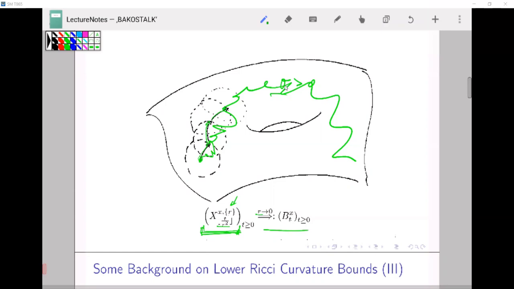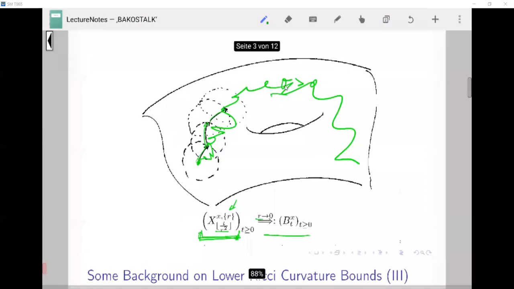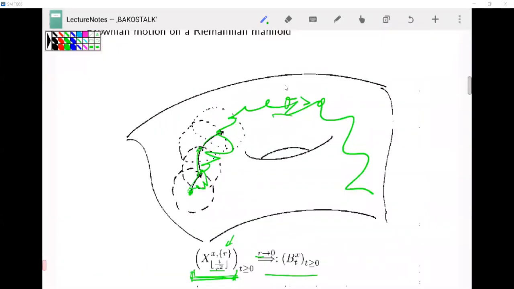Max, can I interrupt you? I have a question. Then this limit procedure will give us maybe some process which has properties of Brownian motion locally, but I think the global behavior can be very different from the usual.